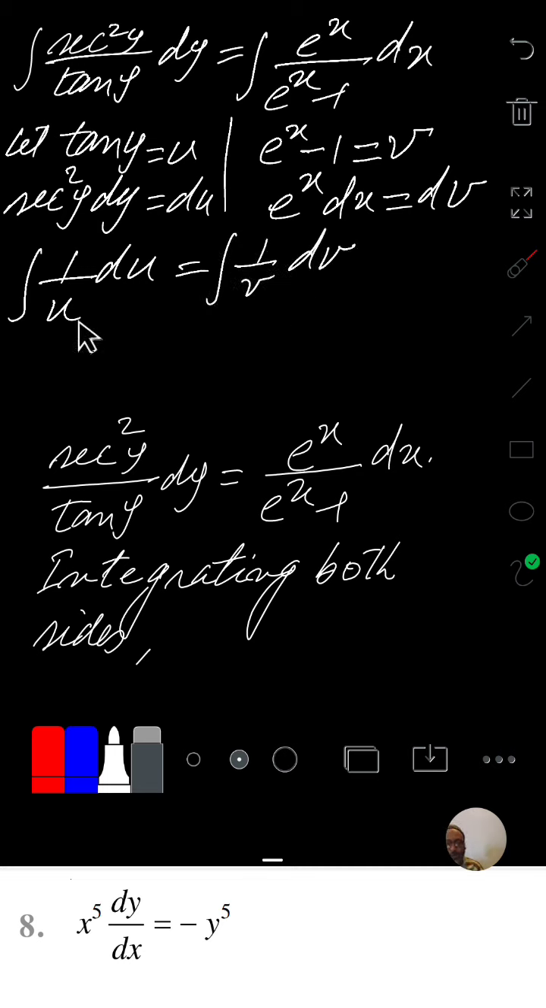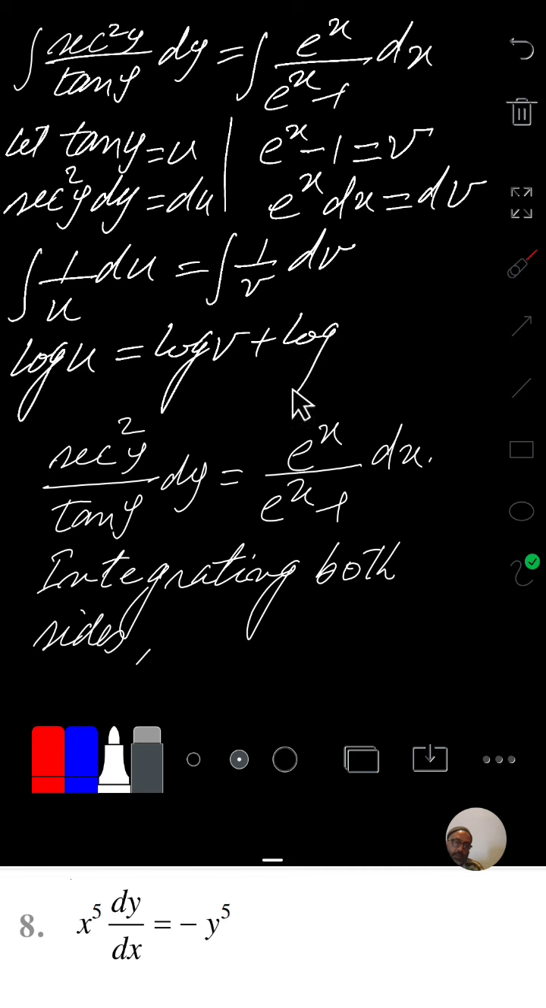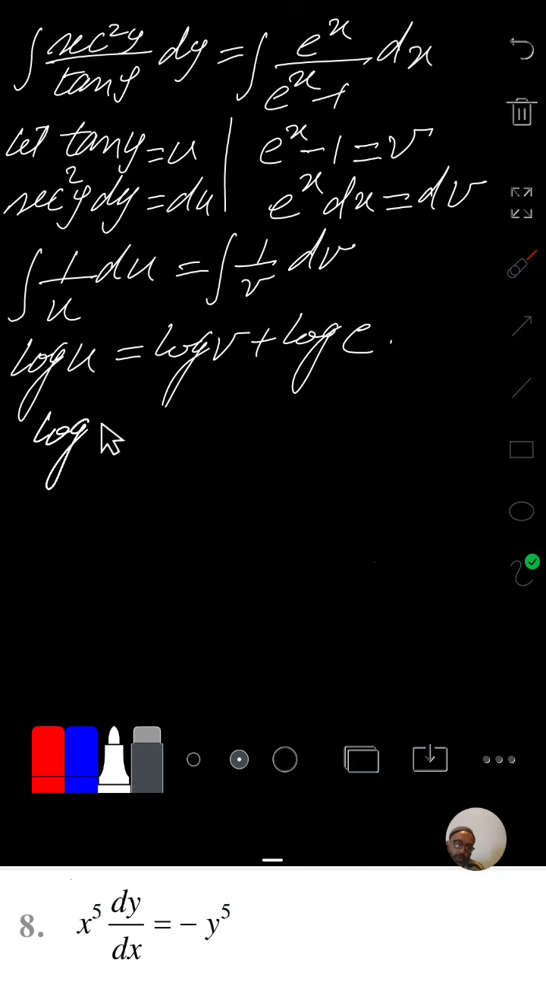So integral of 1 upon u with respect to u is log u, because integral of 1 upon x with respect to x is log x. Similarly, integral of 1 upon v with respect to v will be log v. And constant of integration should also be taken in the same format, that is log c. Log u as it is, and log v plus log c may be written as log c into v by logarithmic property log m plus log n is equal to log m into n. And now eliminating log from both sides, we may write it as u is equal to cv.